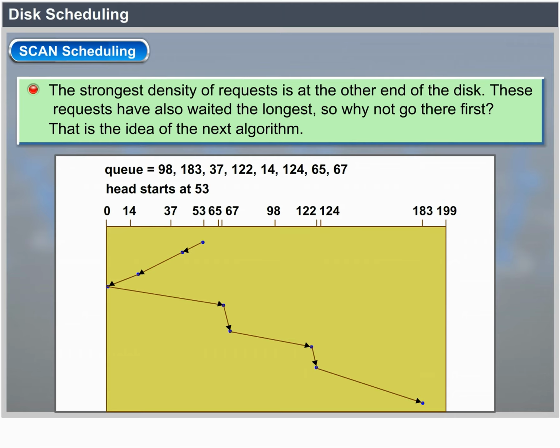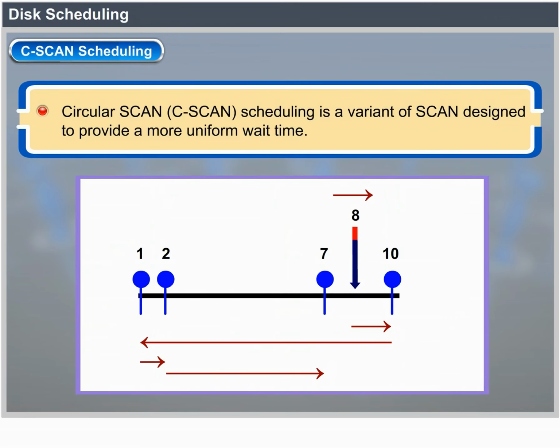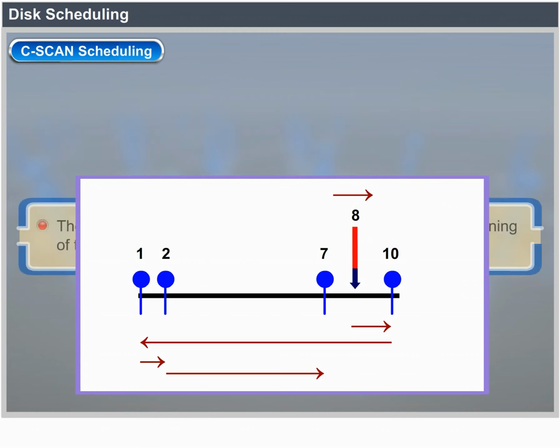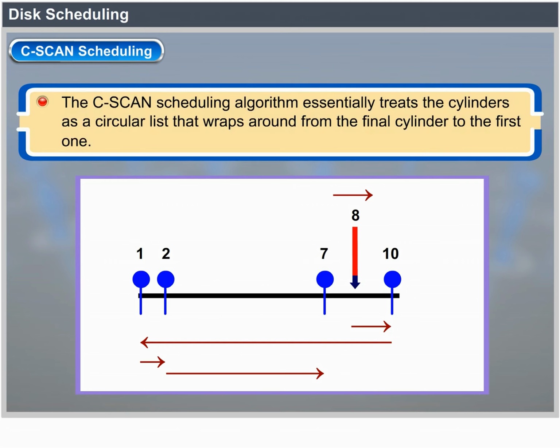C-SCAN scheduling. Circular SCAN, or C-SCAN scheduling, is a variant of SCAN designed to provide a more uniform wait time. Like SCAN, C-SCAN moves the head from one end of the disk to the other, servicing requests along the way. When the head reaches the other end, however, it immediately returns to the beginning of the disk without servicing any requests on the return trip. Figure below. The C-SCAN scheduling algorithm essentially treats the cylinders as a circular list that wraps around from the final cylinder to the first one.